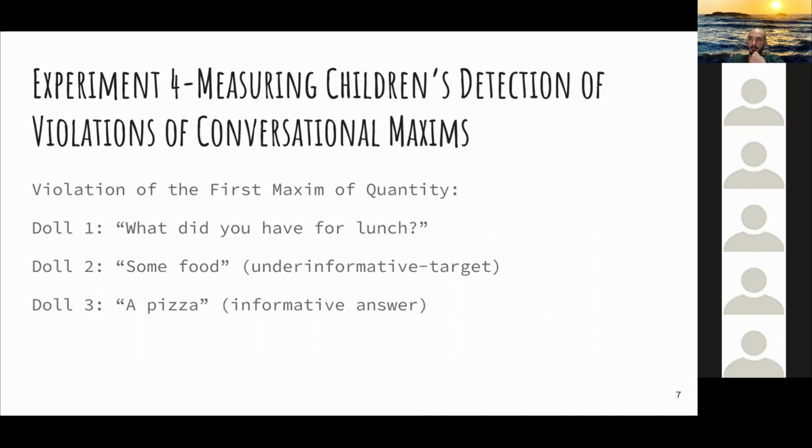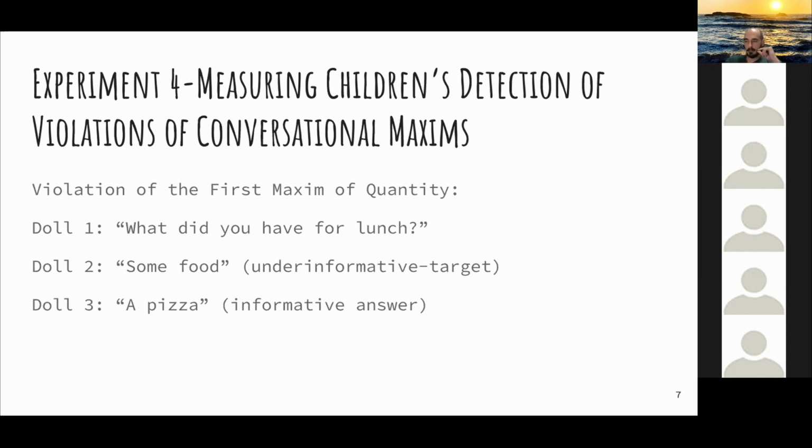using a laptop. Participants are being shown 25 short conversations among 3 dolls. One of them is asking a question, and the other 2 give answers. One of them violates one of the conversation maxims, and the other one doesn't. Particularly in this example, doll 1 asks, "What did you have for lunch?" Doll 2 answers "some food," which is underinformative and thus violates the maxim. The other doll says "a pizza," which gives the entire information needed, and that's the informative answer.